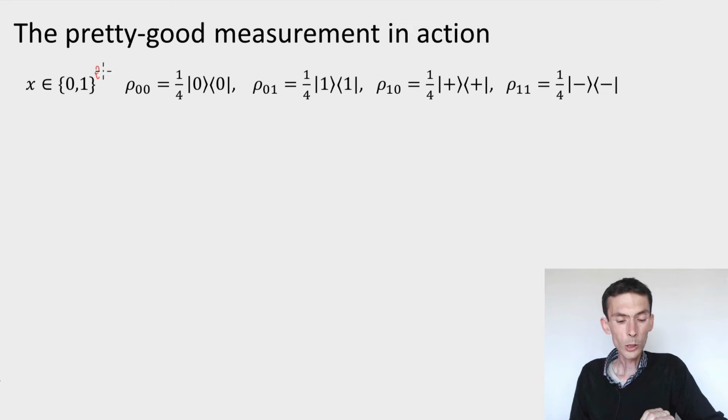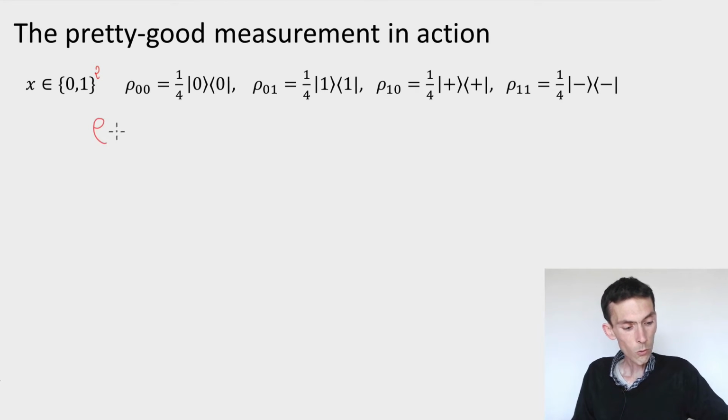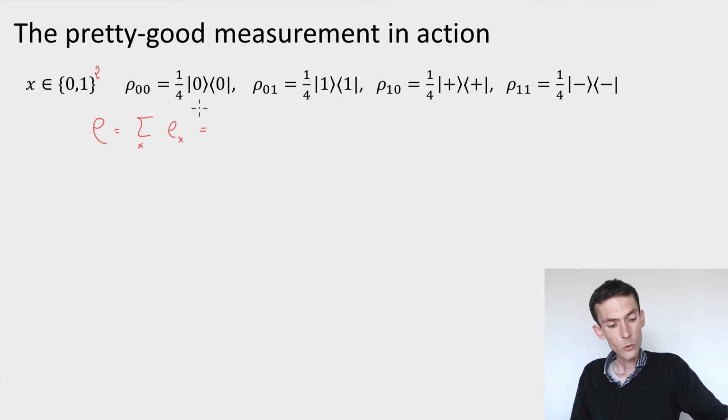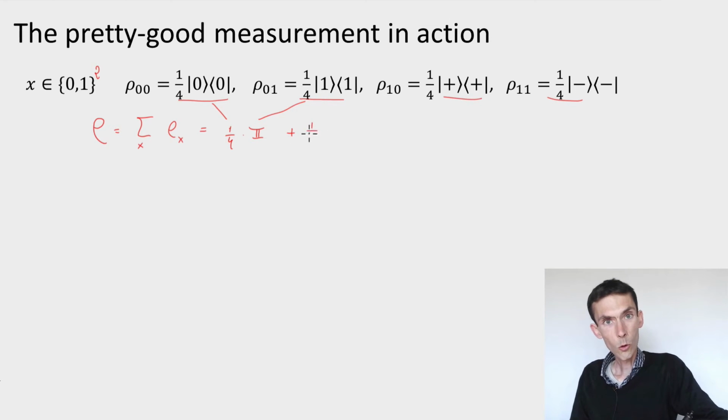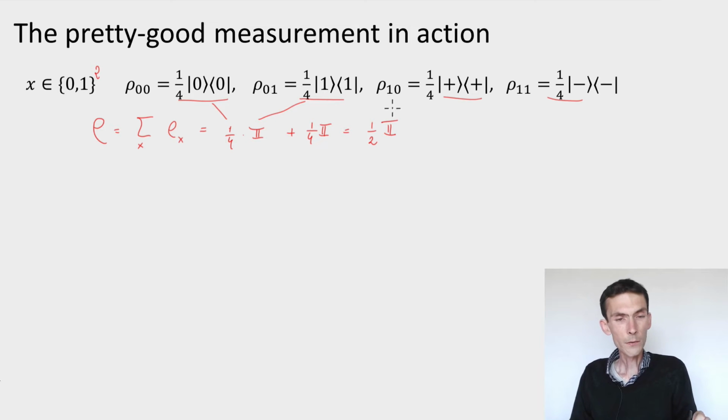How do we compute the pretty good measurement operators? First of all, we have to compute the average density matrix of the ensemble, which is just summing over all possible x. So I can compute rho, which would be the sum over all possible x of rho x. If you sum the first two here, you get a quarter times the identity matrix, plus, if you sum the other two, you get again a quarter times the identity matrix, so I get a half times the identity matrix. These are single qubit states, so I can verify that the trace of rho is 1, it's a density matrix.